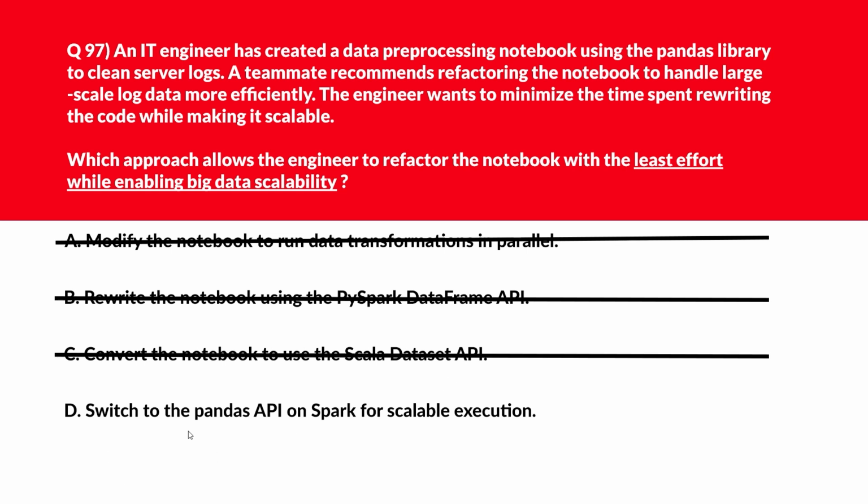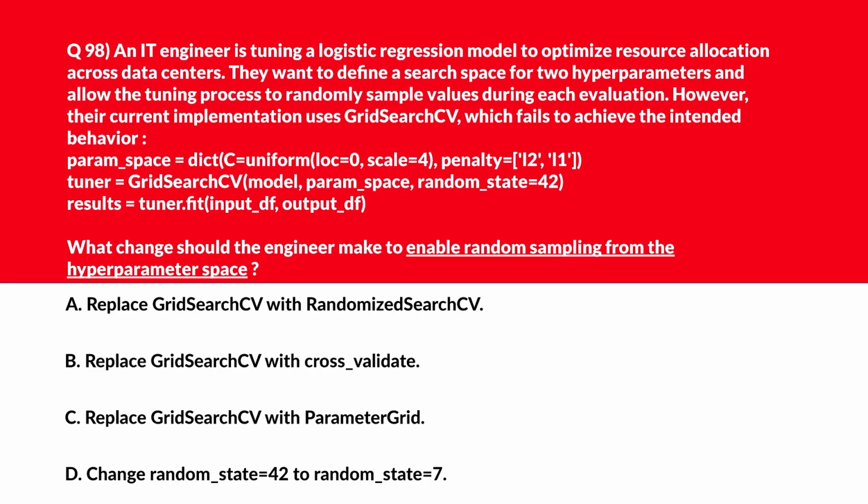Let's move to option D. D says switch to the Pandas API on Spark for scalable execution. Pandas API on Spark preserves familiar syntax while enabling distributed processing. That being said, option D is the right answer. All right, now let's look at this question.